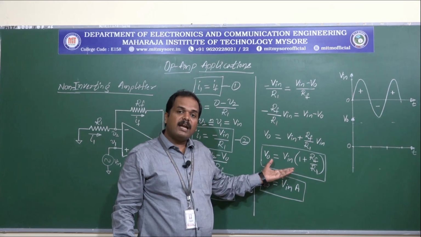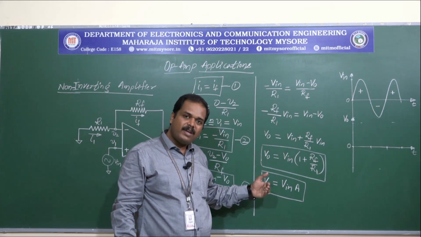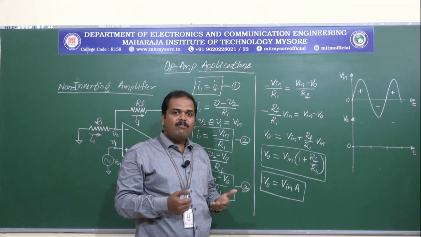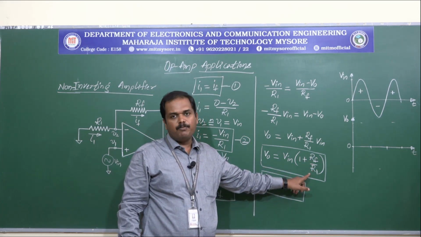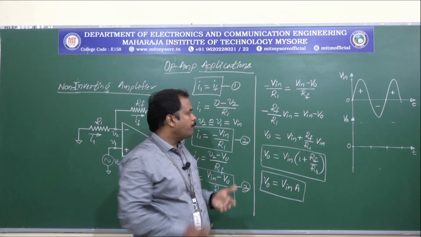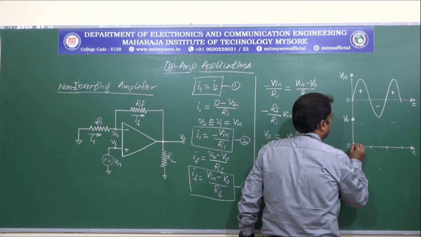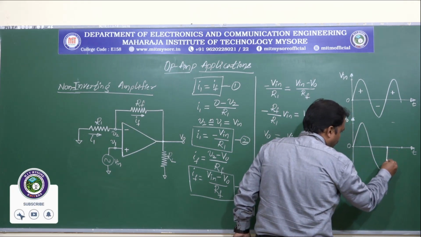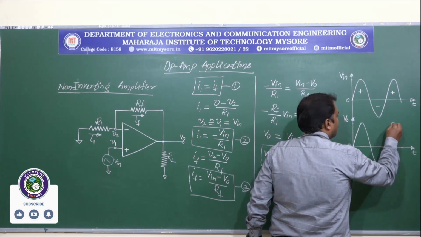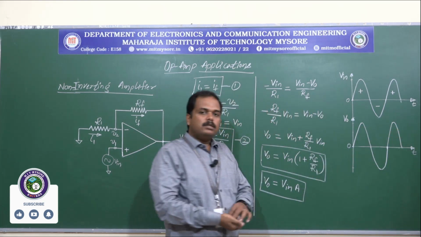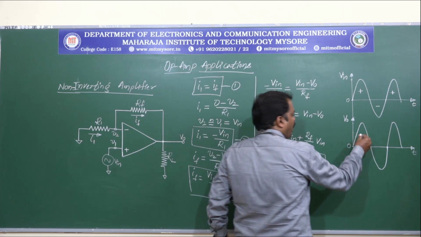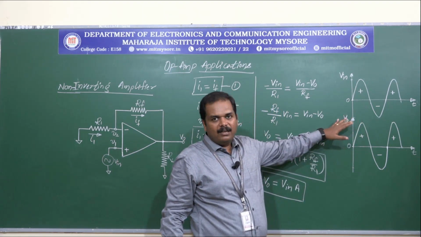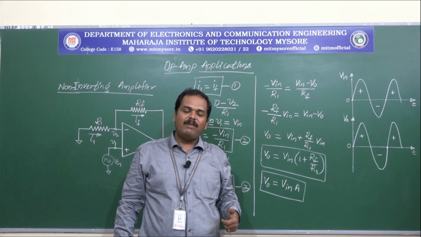And from this equation, what we can understand is the output voltage will be in phase with the input voltage signal with the gain 1 plus Rf by R1. So the gain can be varied by using the feedback element and the input element Rf and R1 respectively. So the output voltage waveform would look like this. So from this, what we can understand is the output signal is in phase with the input signal with an amplified level. So this is the working of non-inverting amplifier using op-amp.